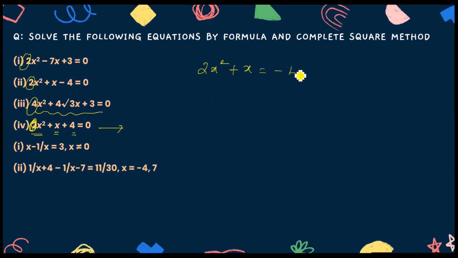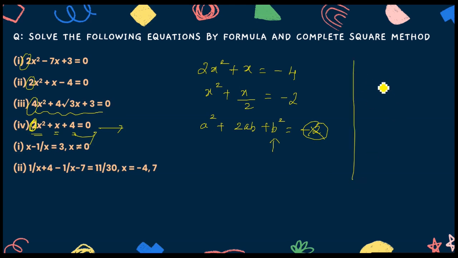So let's take this. x equal to minus 4. This plus 4 comes out first step. Then we'll divide by 2. x square, x by 2, minus 4 by 2 will be minus 2. Then we will compare this with a square plus 2ab plus b square. This is the term we need to find out to add. And we'll keep this as it is just for writing's sake, right?